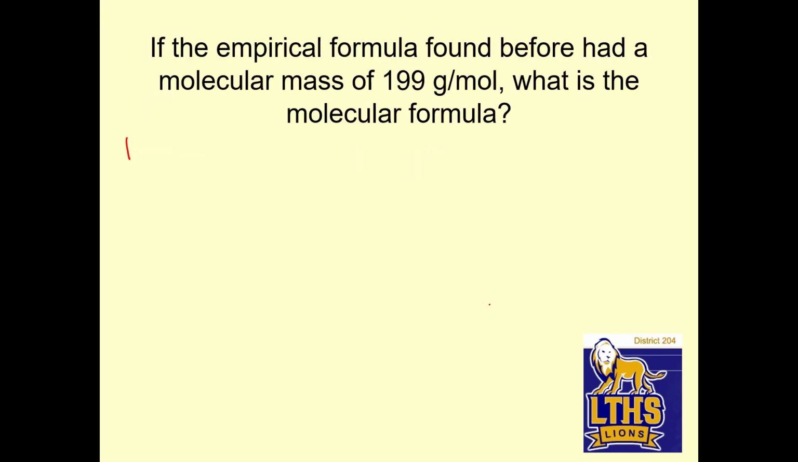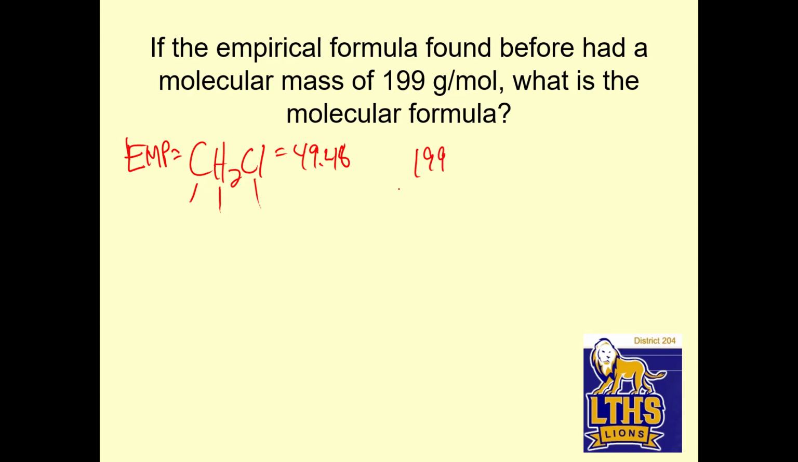If the empirical formula found before had a molecular mass of 199, what is the molecular formula? Our empirical formula found before was CH2Cl. So this is my empirical formula. The mass of that: carbon is 12.01, plus 2.02, plus 35.45, and I have 49.48.